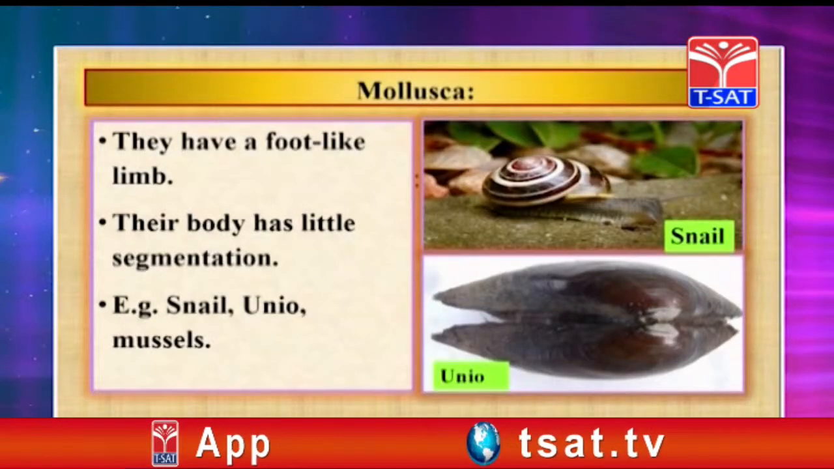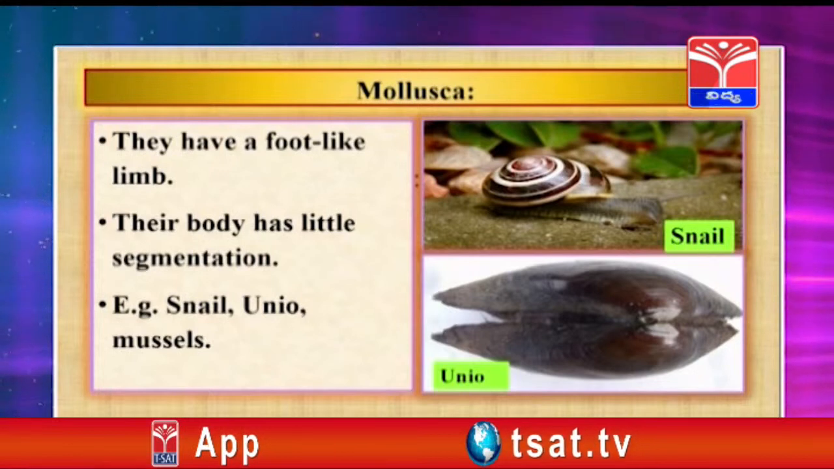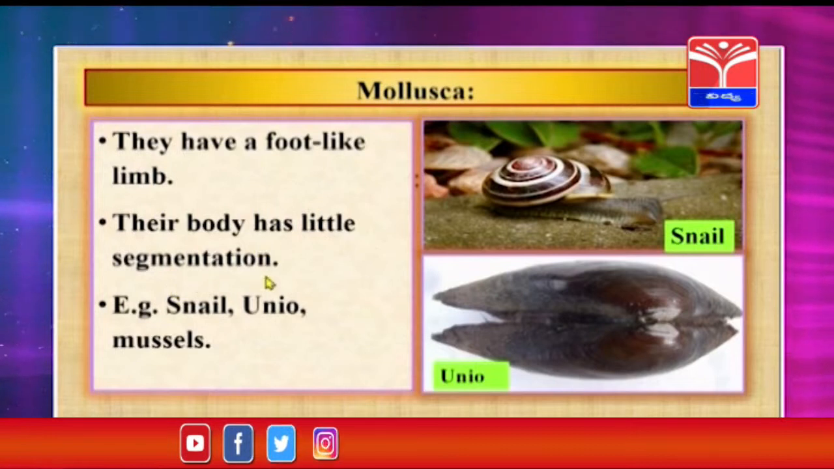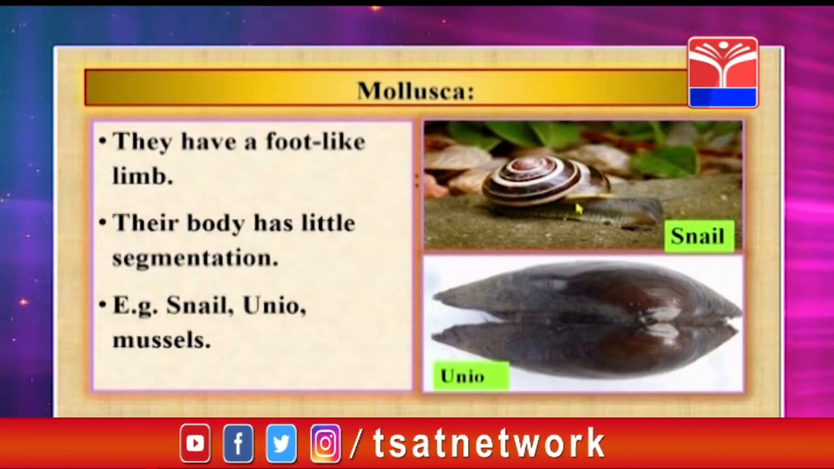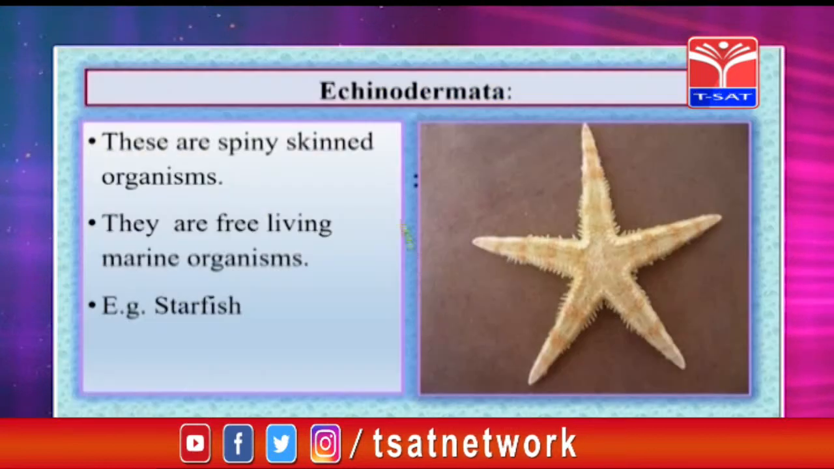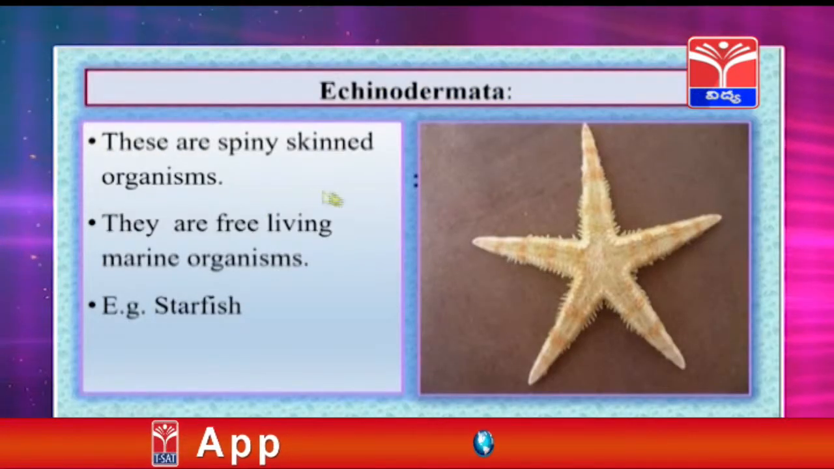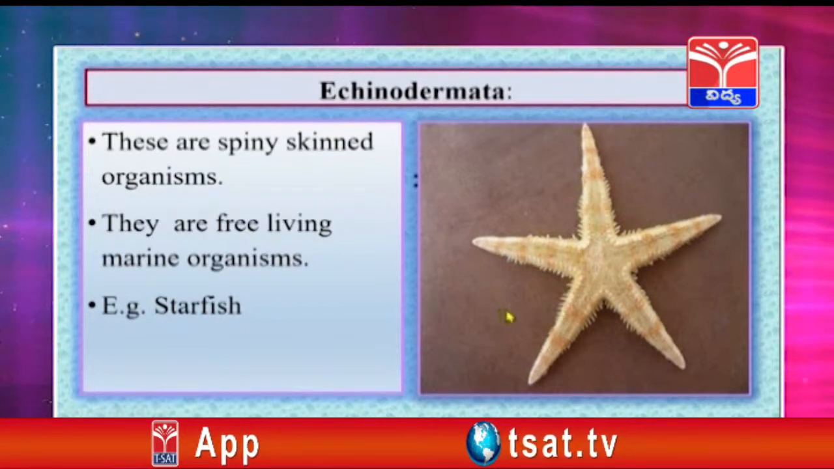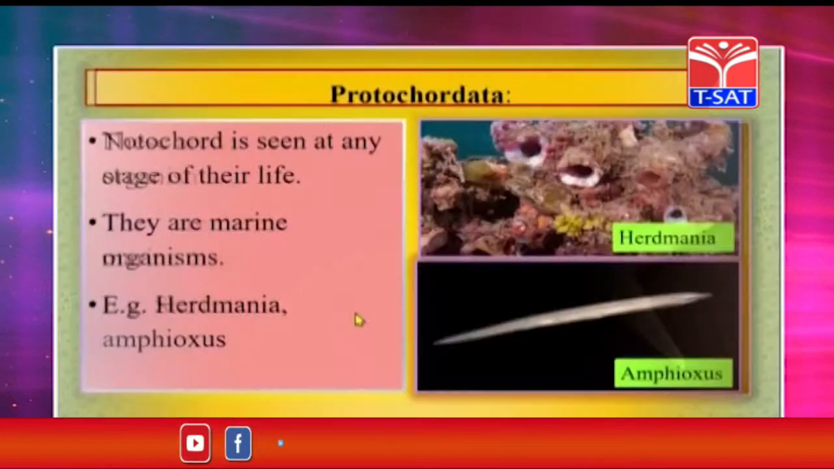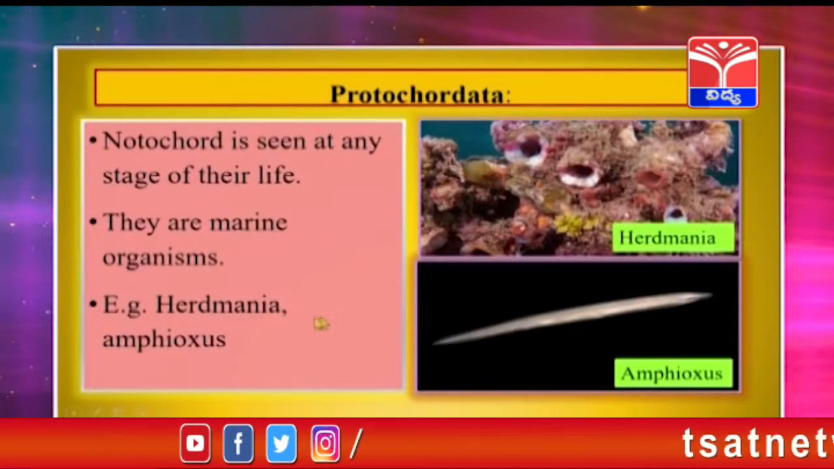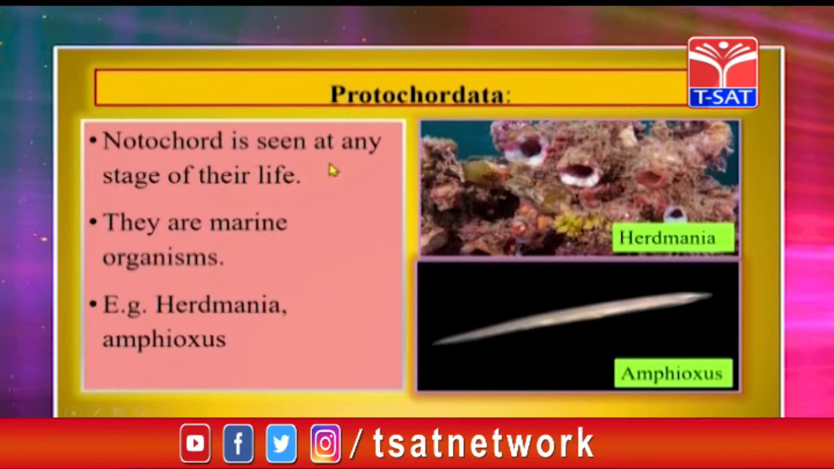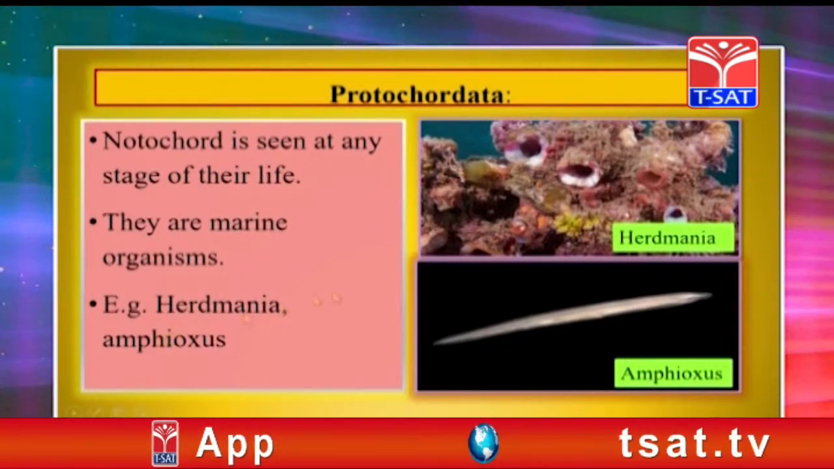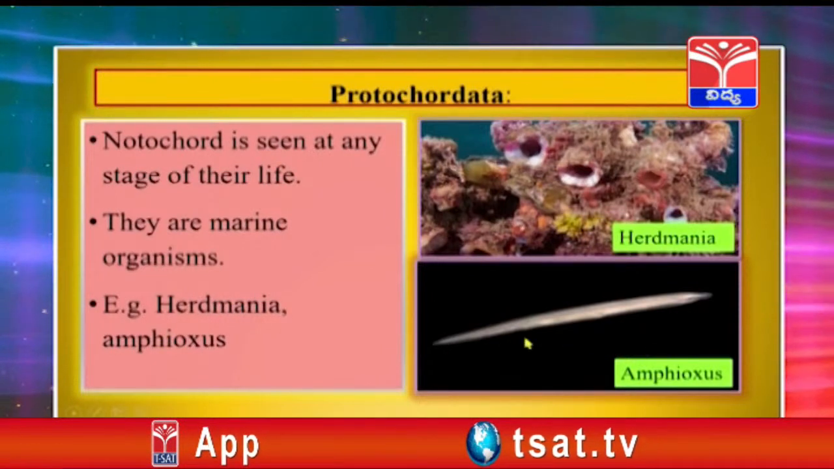Mollusca, when we look at the characteristic features of Mollusca organisms, they have a foot-like limb. Their body has little segmentation. Examples, snail and unio or mussels. Echinodermata, these are spiny skinned organisms. They are free living marine organisms. Example, starfish. Protochordata, in these organisms, notochord is seen at some stage of their life. They are marine organisms. Examples, Herdmania and Amphioxus.